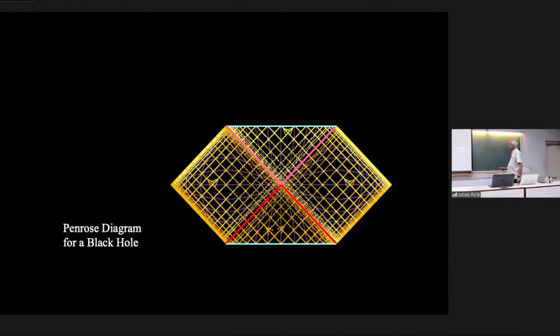But then you get the upper part of the diagram. And this particular representation of the geometry of a black hole. So the blue line here is actually a singularity. Okay, and that singularity is at infinity.